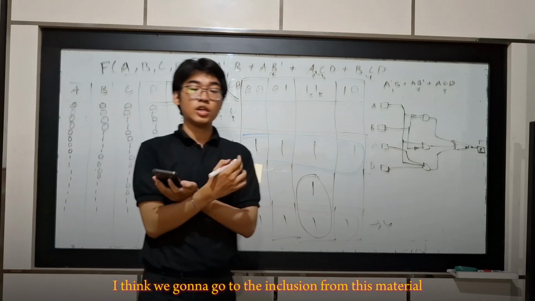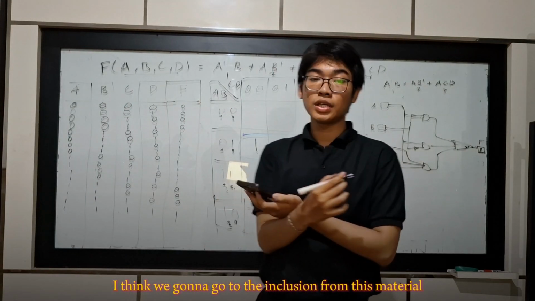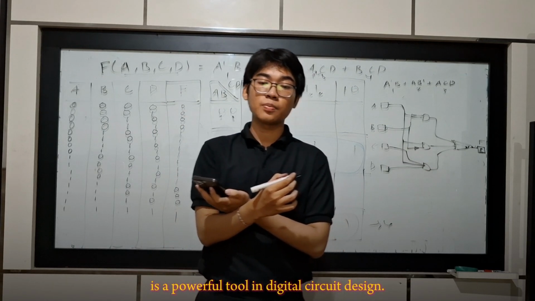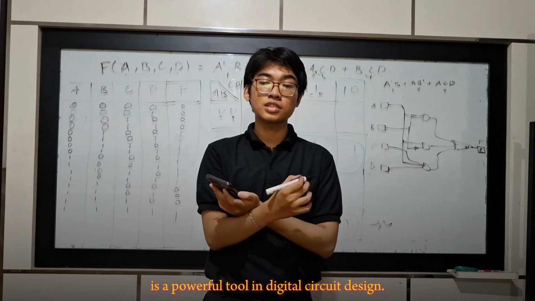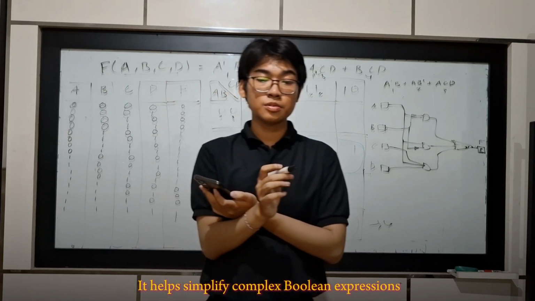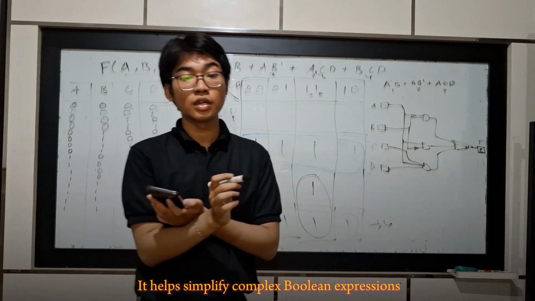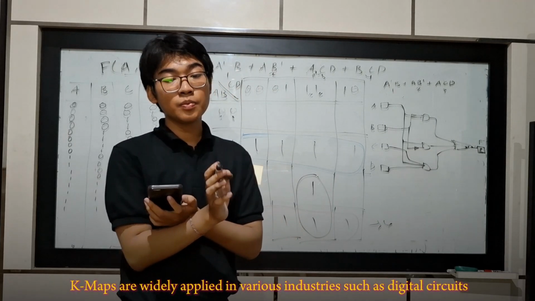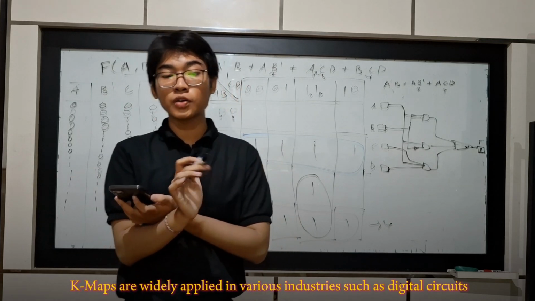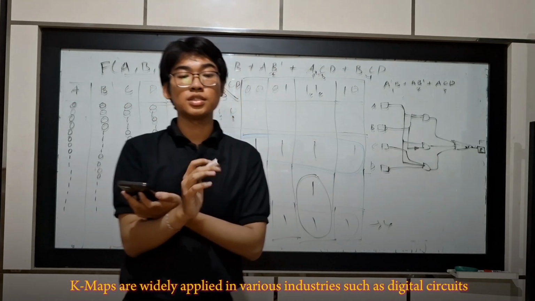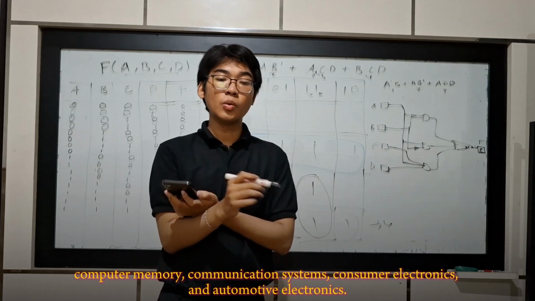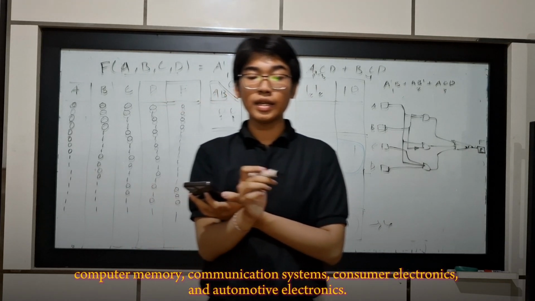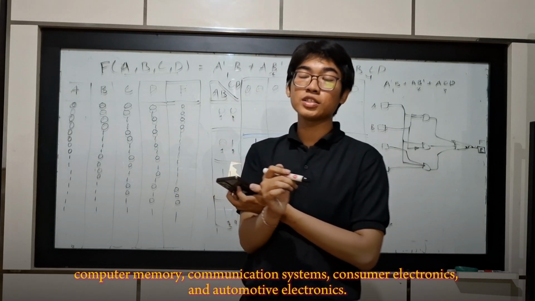Yeah, I think we're gonna go to the conclusion of this material. So the conclusion is that the Karnaugh Map is a powerful tool in digital circuits. It helps simplify complex Boolean expressions, reducing the number of logic gates required, and K-maps are widely applied in various industries such as digital circuits, computer memory, communication systems, consumer electronics, and automotive electronics.